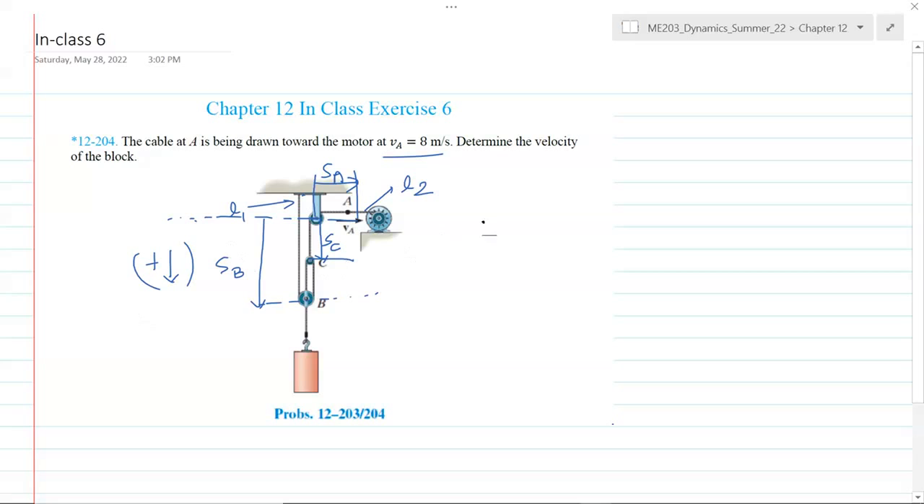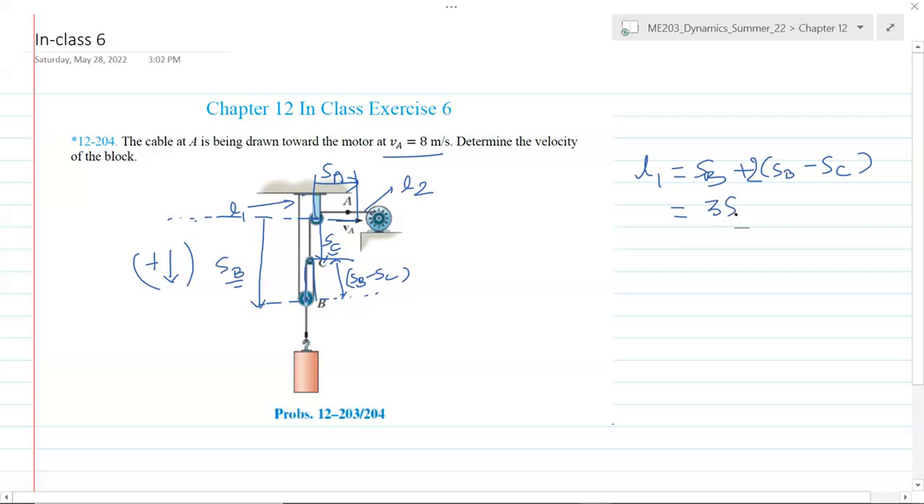Okay. So now it's time to write down the equation for length of the cable L1. So L1, length of the cable, is SB plus twice of this, so 1 and 2, and that is SB minus SC. So this gap here is SB minus SC, and we have two segments of the cord, so it's SB plus 2 times SB minus SC, and that is nothing but 3SB minus 2SC, and this is equation number 1, length of cord 1.